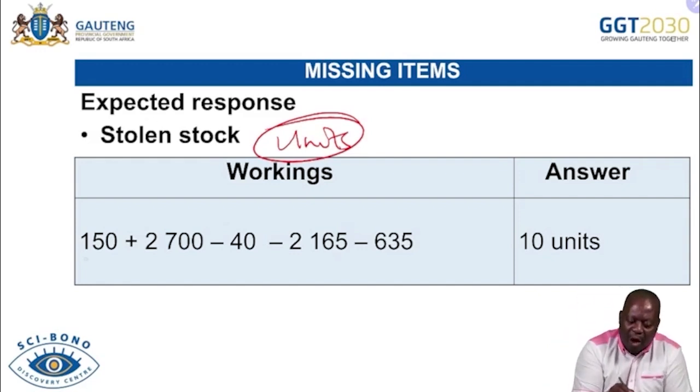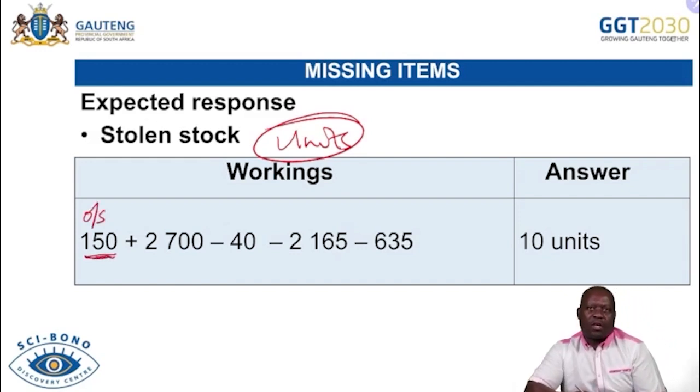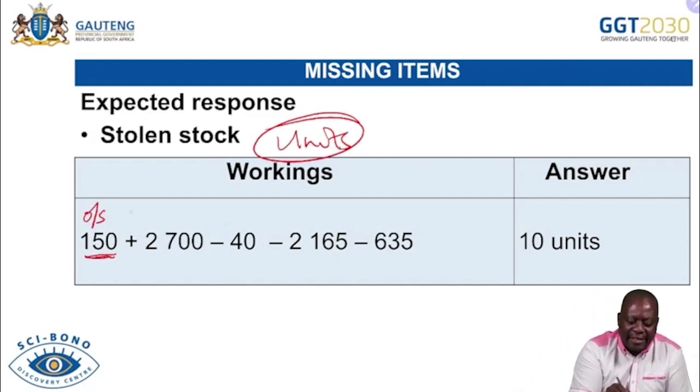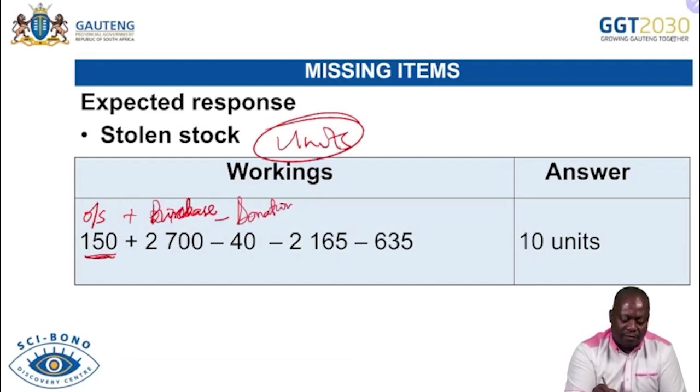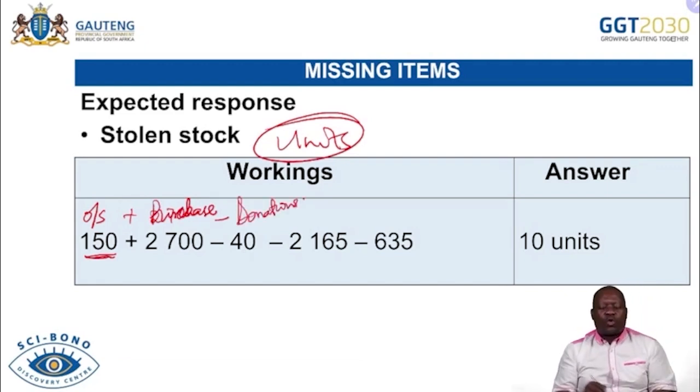We started with how many units? 150 units. This is our opening stock of units. And then we added 2,700. What is this? Sorry, these are purchases. And then we donated 40. These are donations. Now we go on to try and say, where are the rest of the units?